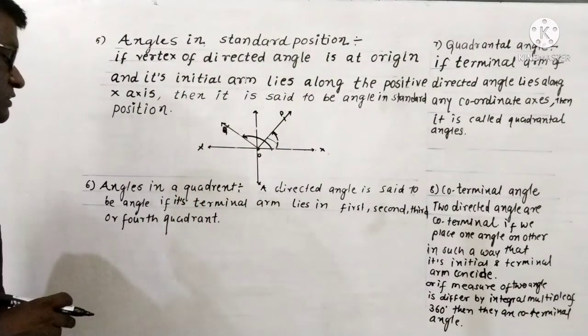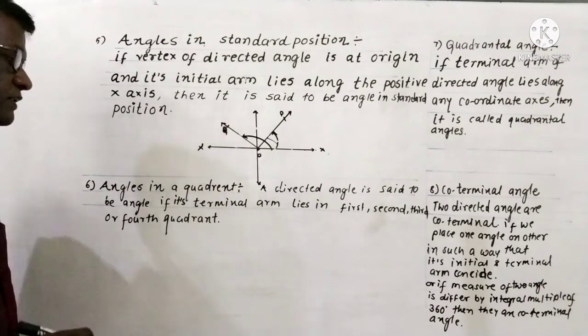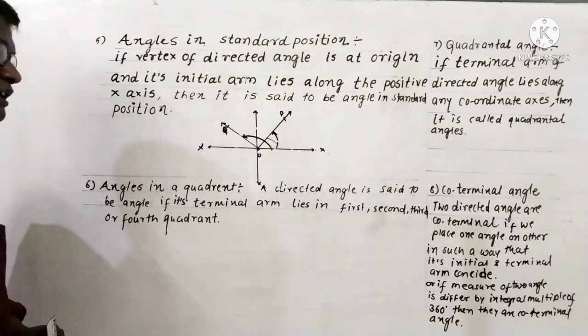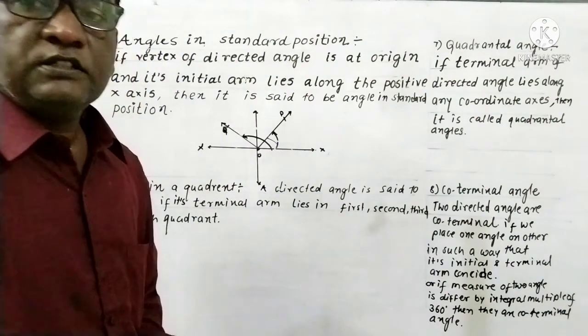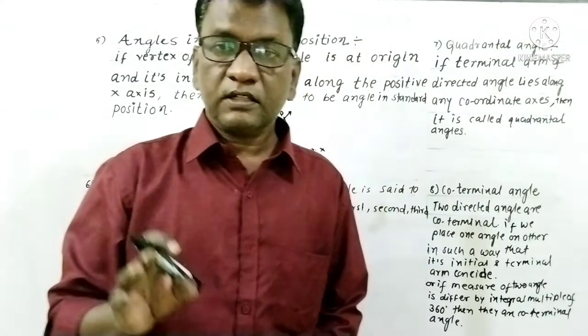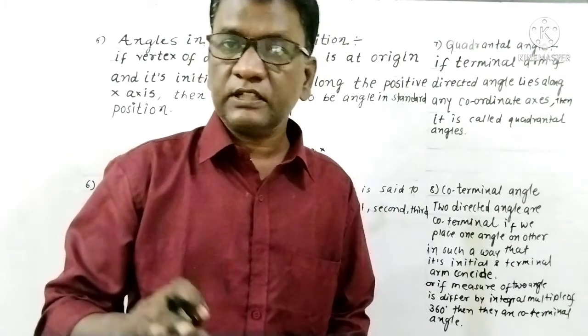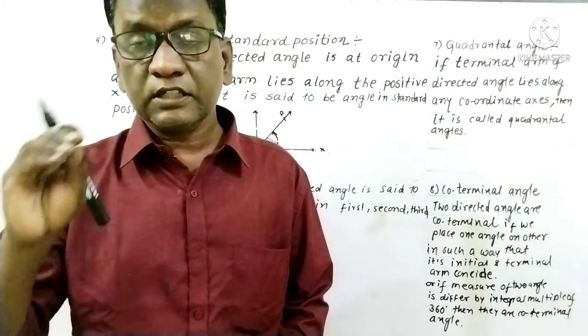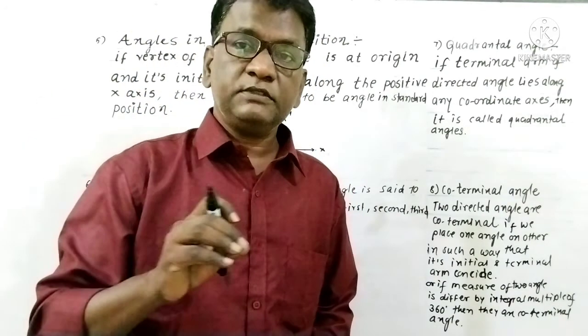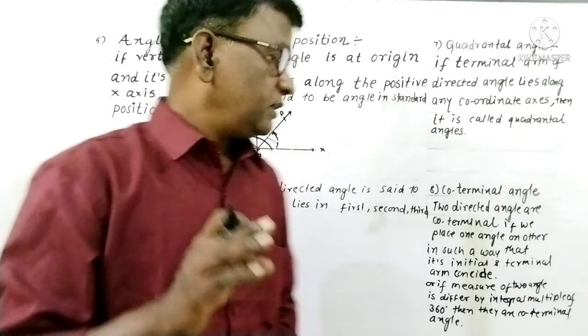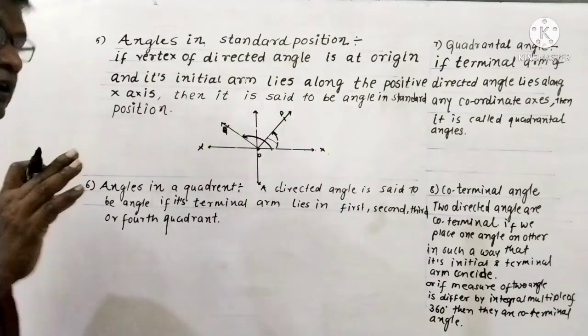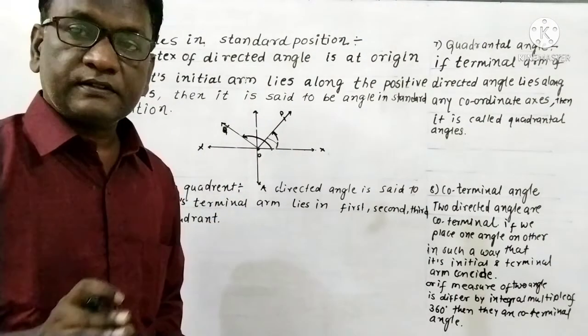A directed angle is said to be an angle in quadrant if its terminal arm lies in the first, second, third or fourth quadrant. They are quadrant angles, angles in the quadrant.